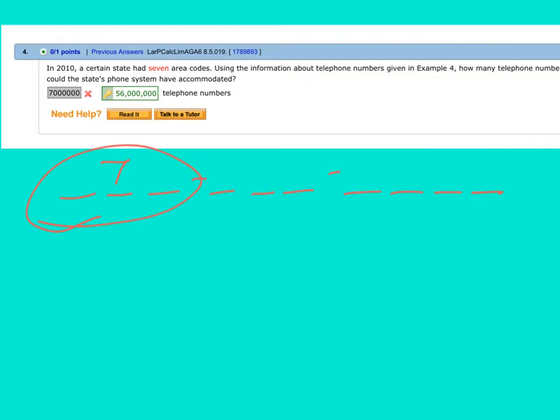There's 7 different area codes. Then it can't start with a 0 or 1, so it's 8, then 10 for each of the remaining digits. So I would just multiply these 2 together, and I get 56 million different possibilities. If it can't start with a 0 or the 1, that's why it's 8. Does that make sense? And then 10.